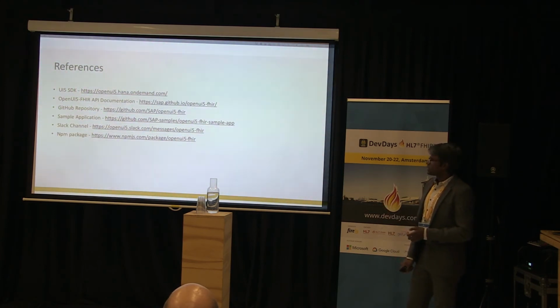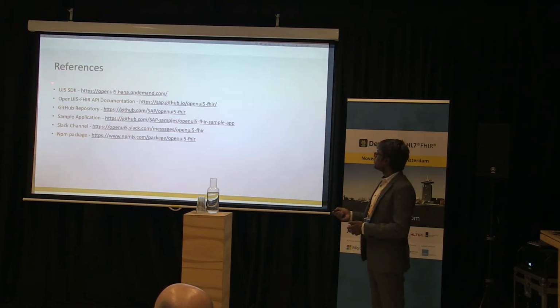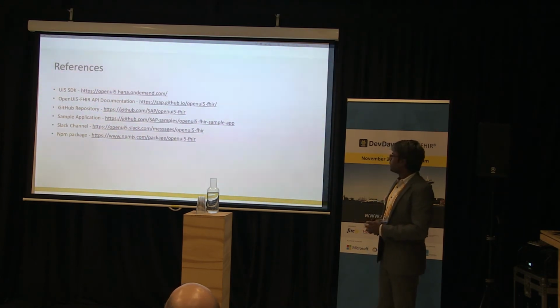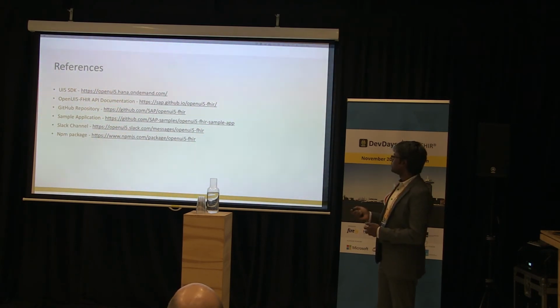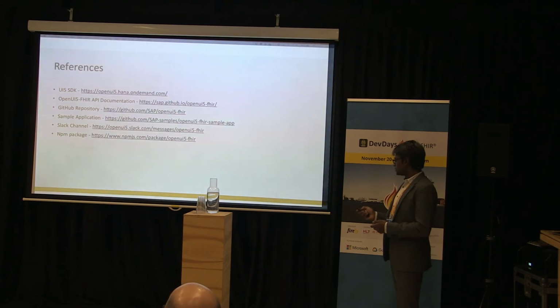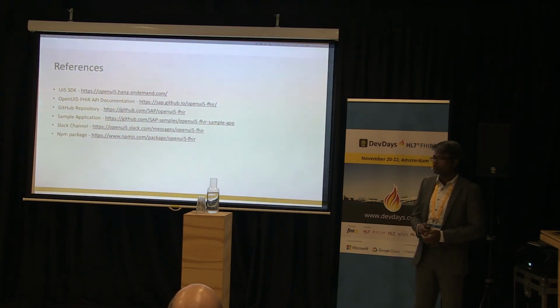I have some references, especially if you're completely new to UI5 and trying to get started: the UI5 SDK is a one-stop for you to get started with UI5. Then the API documentation, which I showed, on the UI5-FHIR API, and the repository where we have our project and also the sample application. And if you need to reach out to some of the experts, you can always reach out to us through the Slack channel on UI5-FHIR. We are always available to help you if you need some support on this topic. And yes, if you want to get started, you can take the package from NPM and you'll be able to use it.